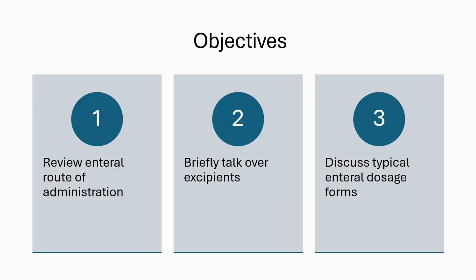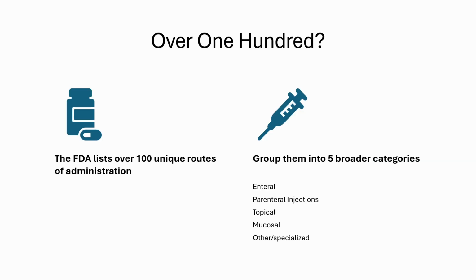Today's objectives are to review the enteral routes of administration, briefly talk over excipients, and discuss typical enteral dosage forms. So the FDA has over 100 unique routes of administration. That's obviously way too many for me to review, but I'm just going to group them into five broad categories. Those are going to be enteral, parenteral, topical, mucosal, and other/specialized.